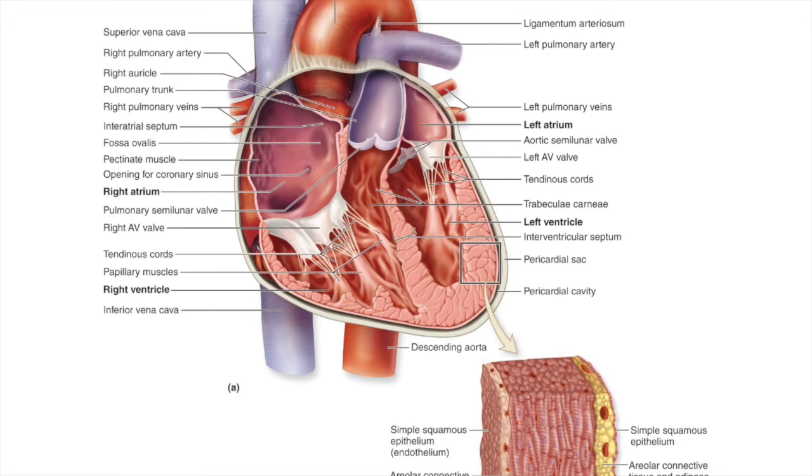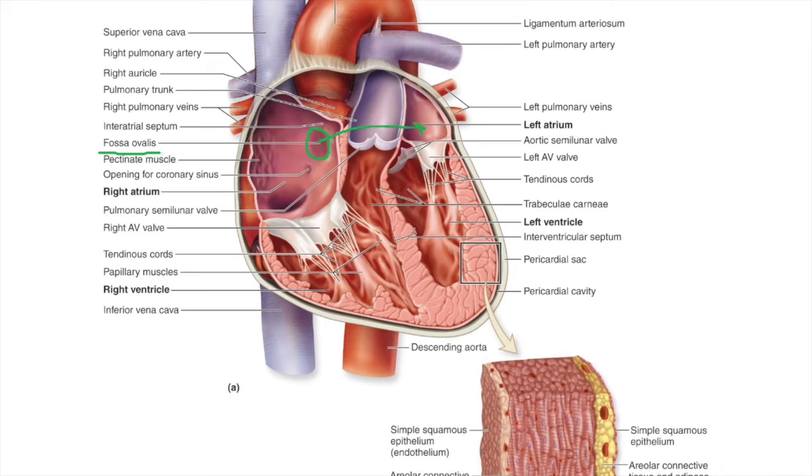All right, now for probably my favorite structure you're going to need to know, the fossa ovalis. Fossa meaning a shallow depression, and ovalis because it's oval shaped. The fossa ovalis is the former foramen ovale, and the foramen, remember, is a hole. So within fetal development, you're going to have this hole where blood can move right from your right atrium into your left atrium through that foramen ovale.